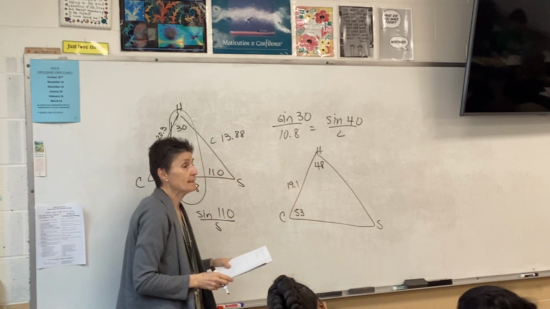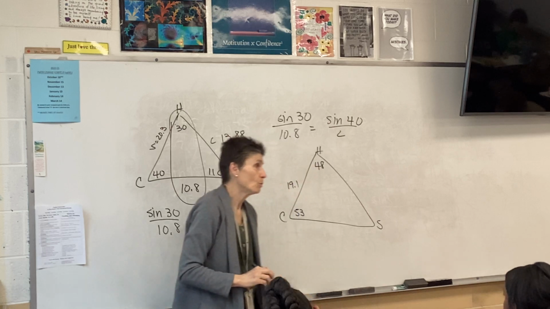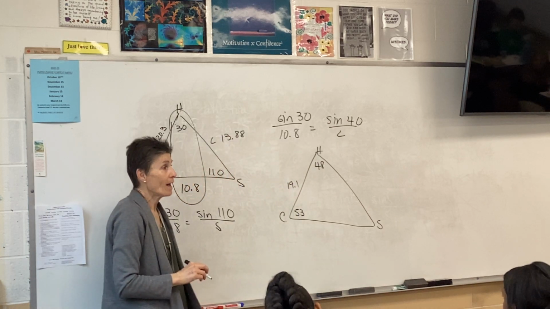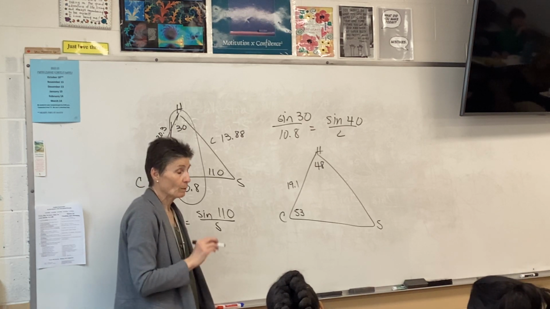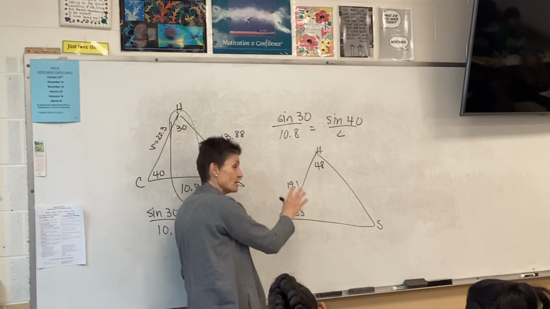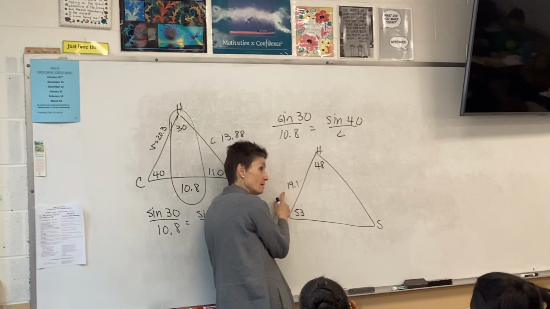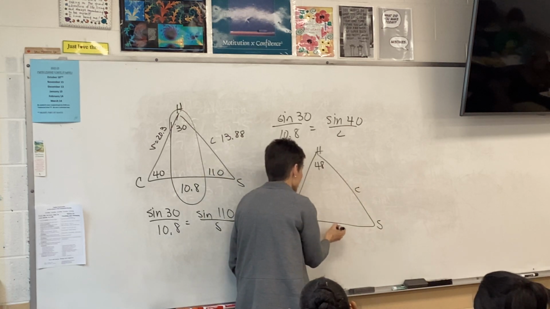It is really important that when you draw your picture and start labeling things, that you have it labeled correctly. What I mean is, I don't care where the C, H, and S are, but if that's angle S, then this has to be side S. And this is side C, and this is side H.